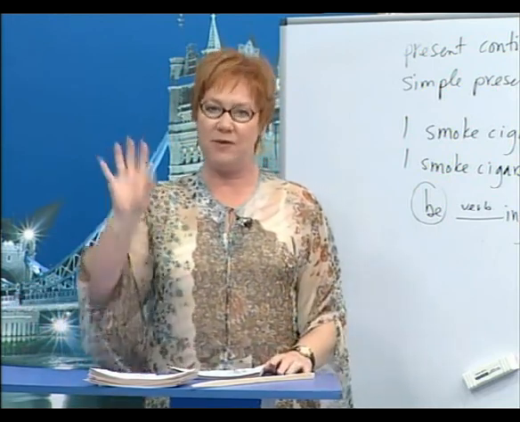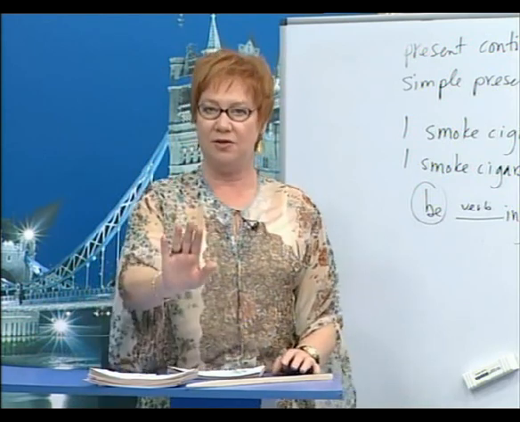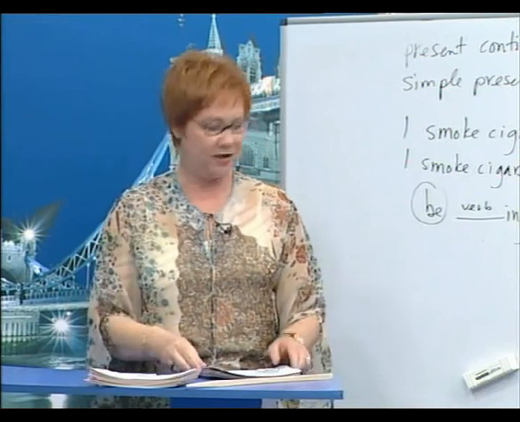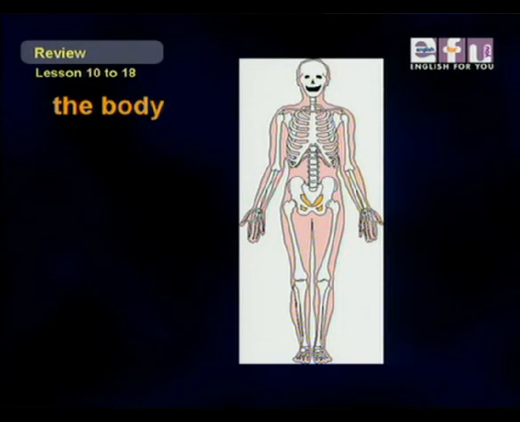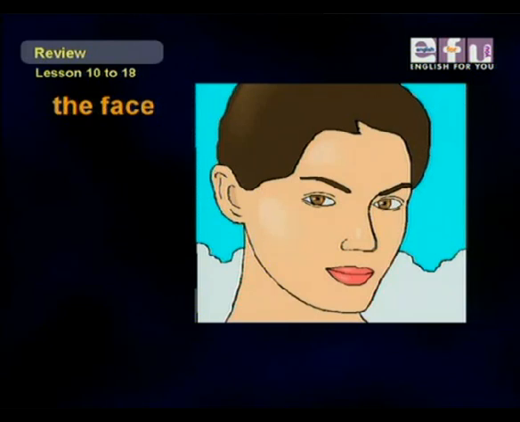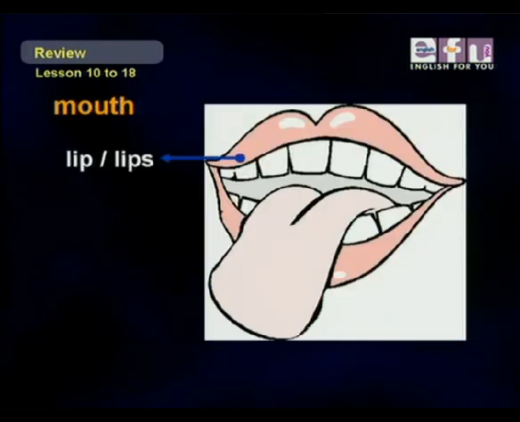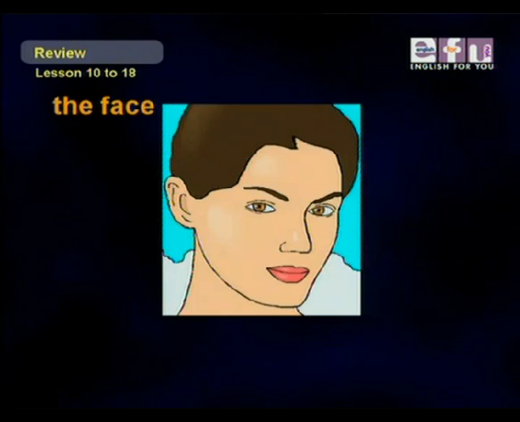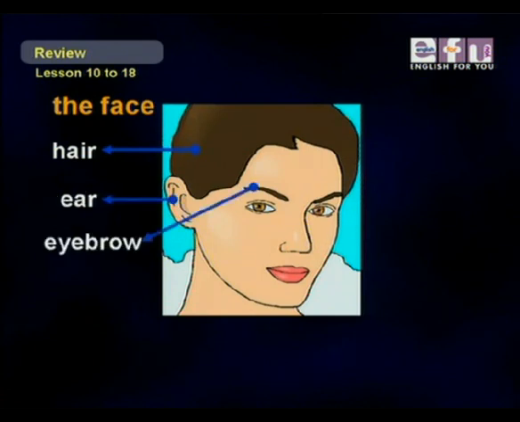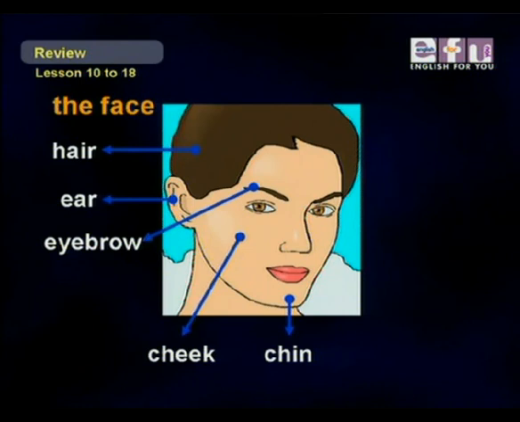Now, let's look at the parts of the body quickly. You look on your screen and listen as I tell you what these things are. So this is the body first, the face, the mouth, the lips, one lip, two lips, one tooth, many teeth, the tongue. Here's the face again: hair, the ear, eyebrow, cheek, chin. Okay, so there's the face, and nose. We can't forget the nose.